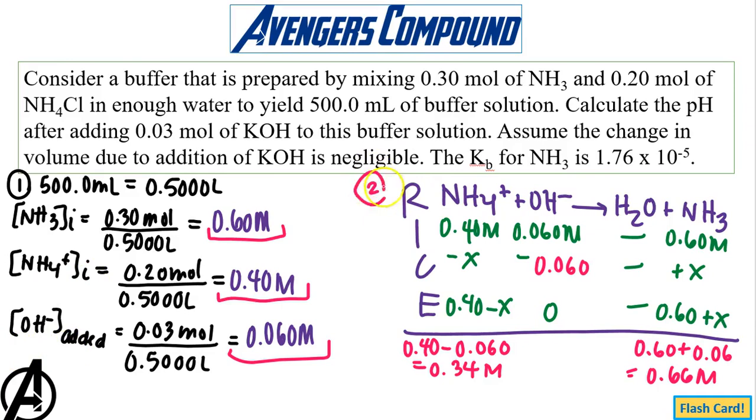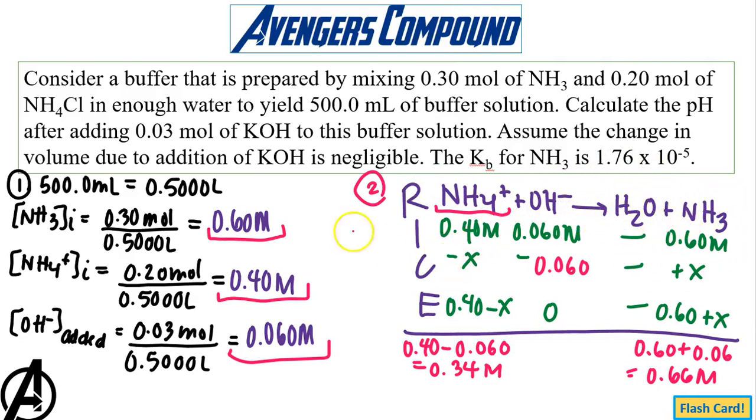So number 2 is going to be creating a rice table so that we can put all of our initial amounts onto that table. Now the question you have to ask is, what is going to mix with OH minus in order to get rid of it? And the only thing that's going to mix with this base is the conjugate acid. So we have our NH4 plus mix with OH minus. It's going to completely use up that OH minus and produce water and NH3.